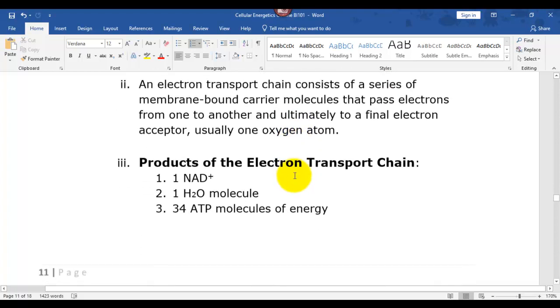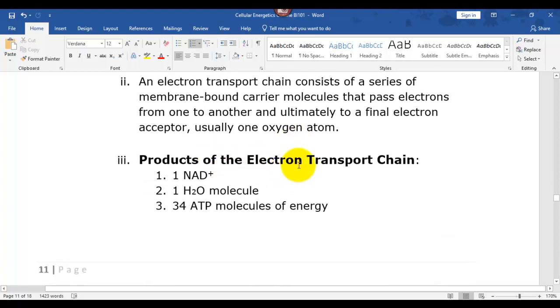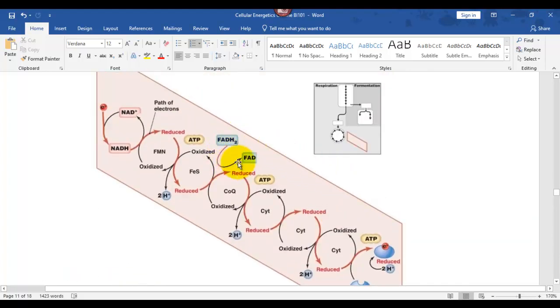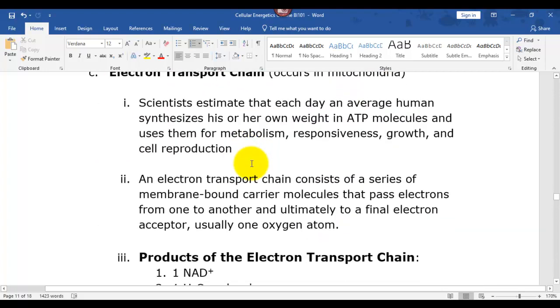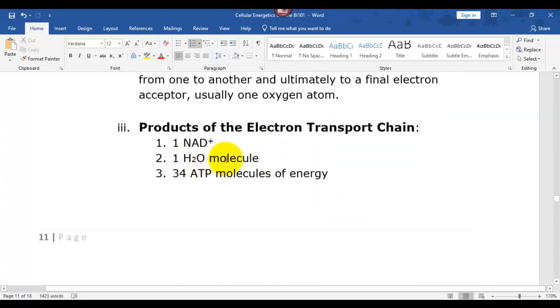But all right, here are the products of the electron transport chain. You get some reduced NAD+, and up here you did get a reduced FAD+ as well. It says 1 H2O molecule. Yeah, you know, sometimes you'll see just H2O, and you get about 34 ATP. It does depend on what organism it is, but that's a good number to stay with.